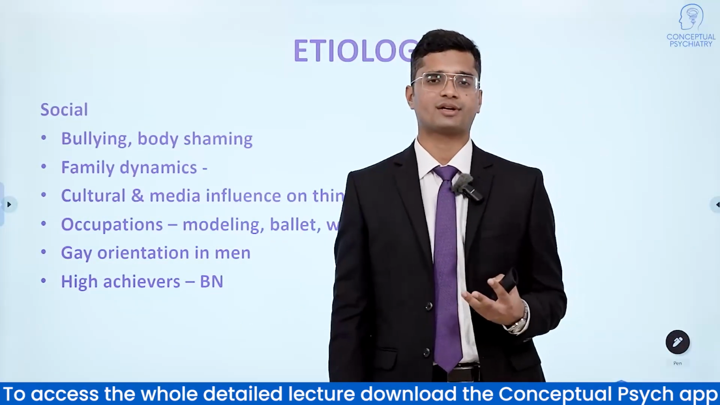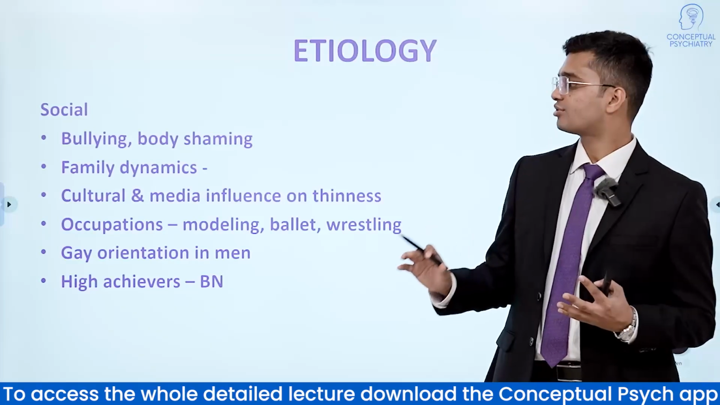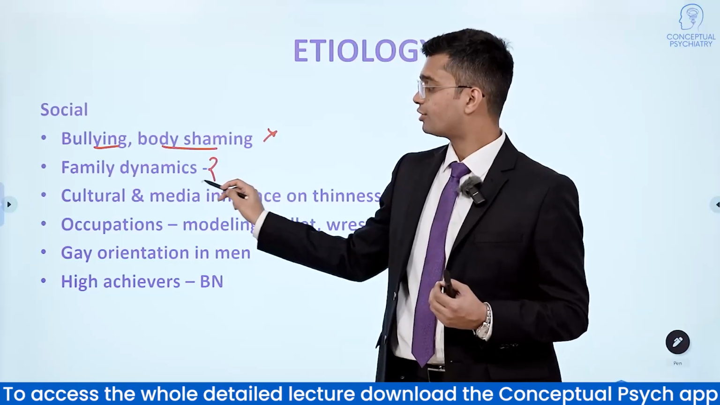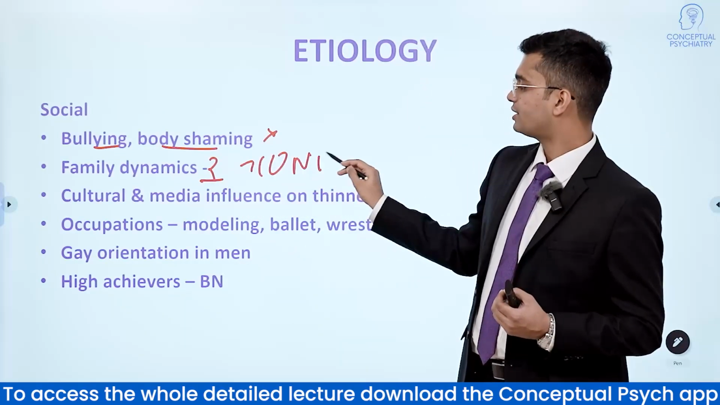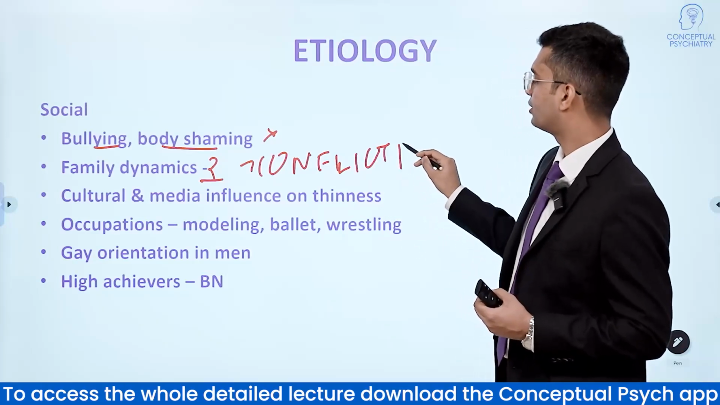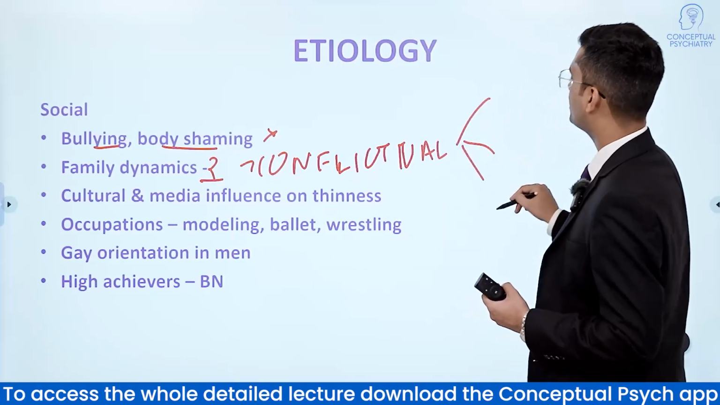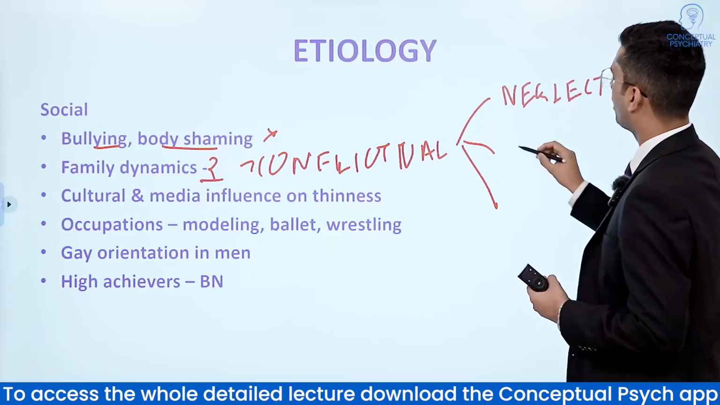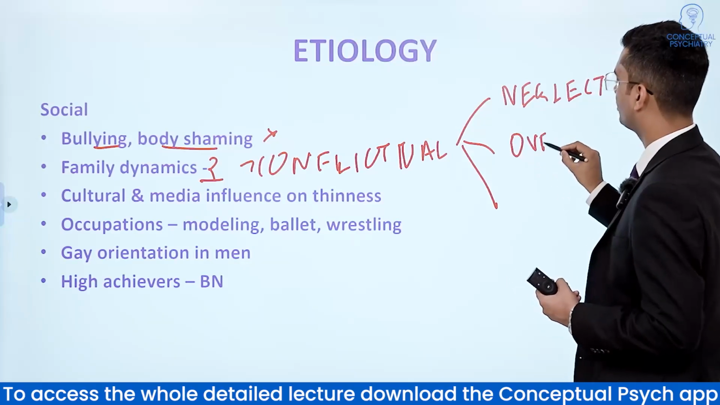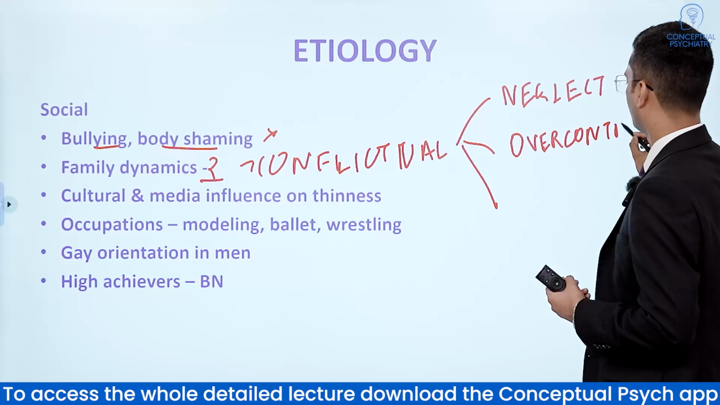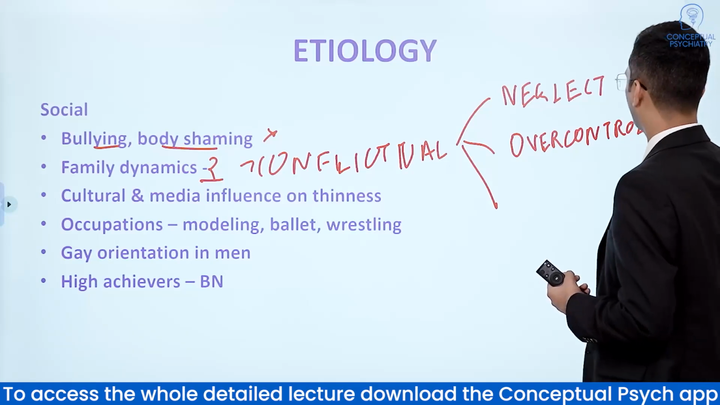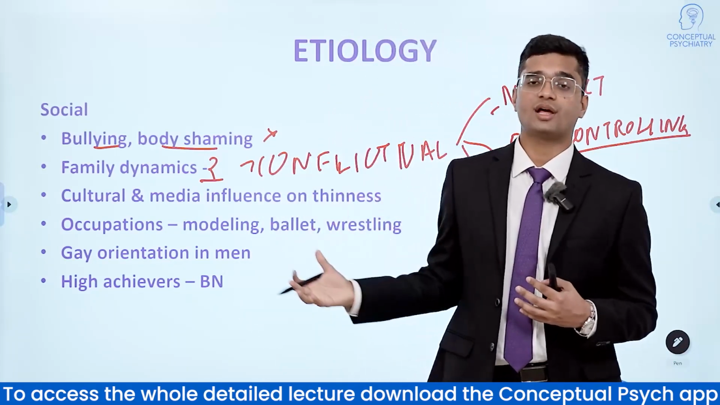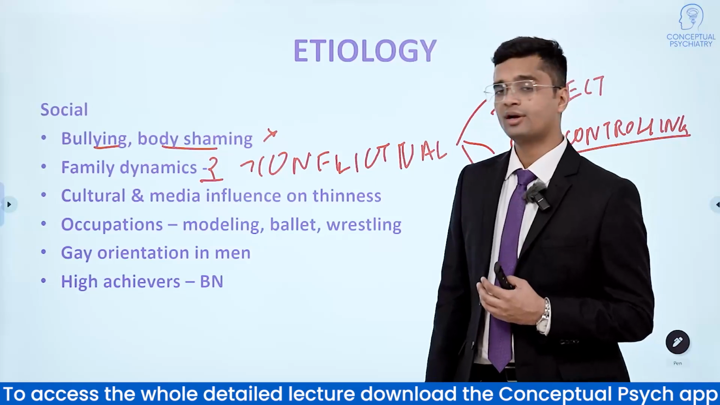Now, talking about social factors, patients have a long standing history of bullying and body shaming being present. The family dynamics are often conflictual, and parenting styles can either be neglectful or over controlling. So these types of parenting styles and family dynamics are also seen as one of the etiological factors behind eating disorders.